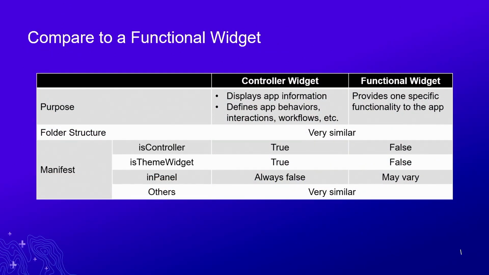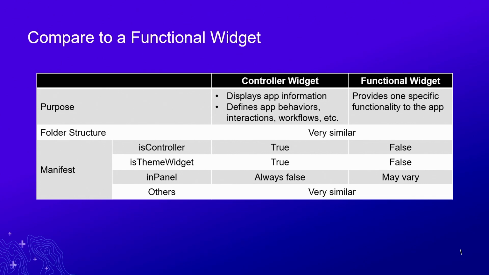Now, remember when I talked about the controller widget? It's different compared to a functional widget, which earlier Gavin was talking about. When we look at the purpose, a controller widget defines the app's behavior, such as interactions, workflows, etc. It decides: does a widget exist within a panel? Does it exist relative to the map? And then your functional widget provides one specific functionality to the app, such as the search.